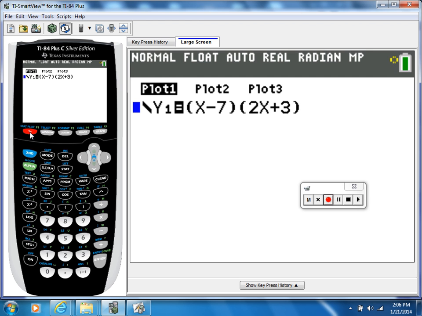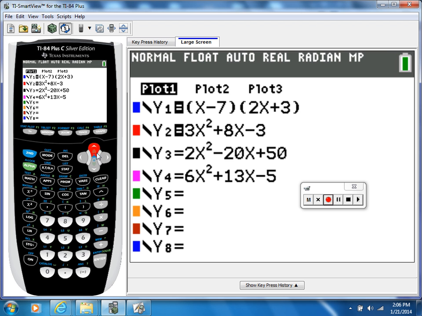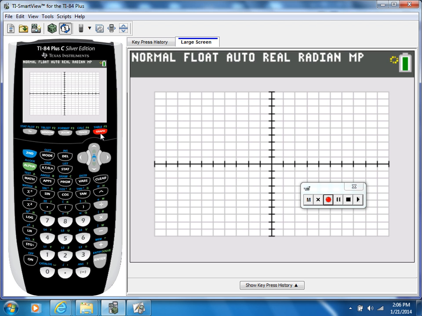So I'm going to type in my graphing calculator this one right here, the 3x squared plus 8x minus 3, and hit graph. And now I can see that it's crossing at about negative 3 and at about positive 1/3.